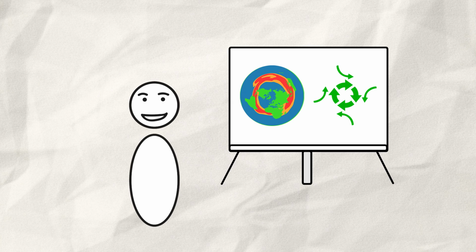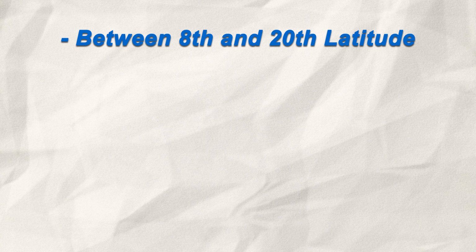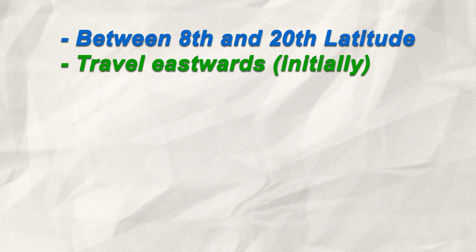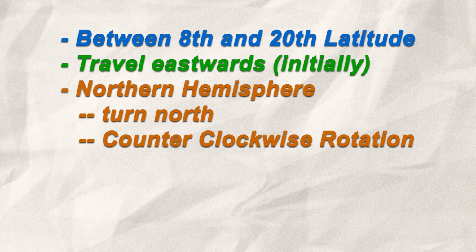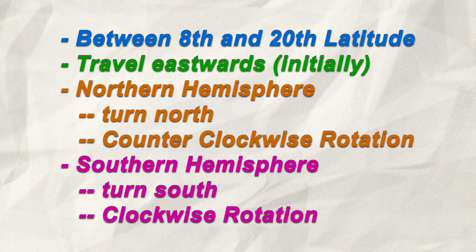Let's first declare what we see in the real world, whatever form it has. Hurricanes form between latitude 8 and 20, and they travel, for the most part, eastwards because of the trade winds. In the northern hemisphere they turn north and rotate counterclockwise, in the southern hemisphere they turn south and rotate clockwise. And that's it as a base.